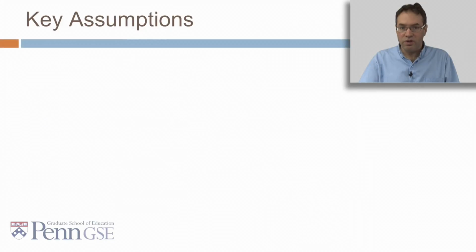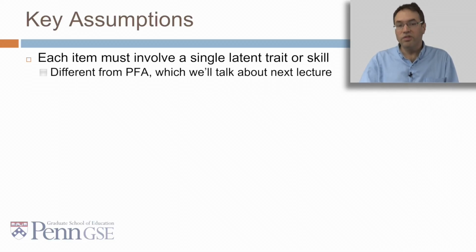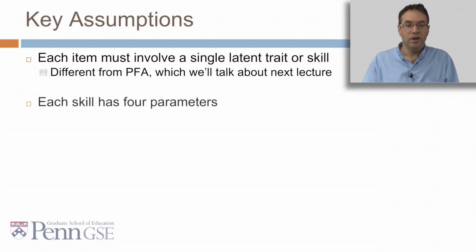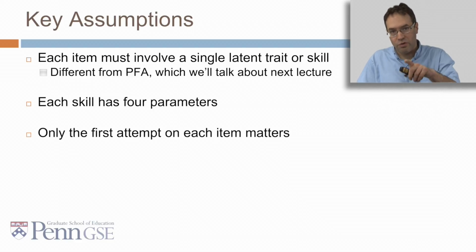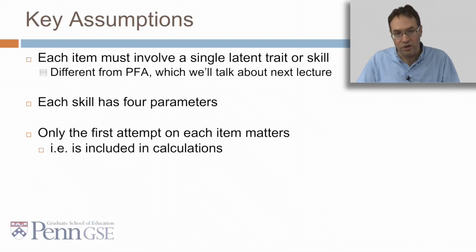So what are some of the key assumptions of Bayesian knowledge tracing? First, it assumes, in its classical form, that each item must involve just a single latent trait or skill. This is different from PFA, which we'll talk about next lecture, and there's also extensions of BKT that get past this. Each skill has 4 parameters. I'll talk about those 4 parameters in a minute. Only the first attempt on each item matters. Or in other words, is included in the calculations.